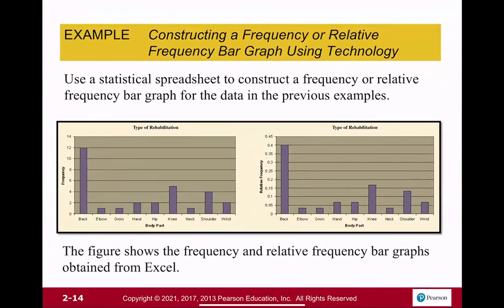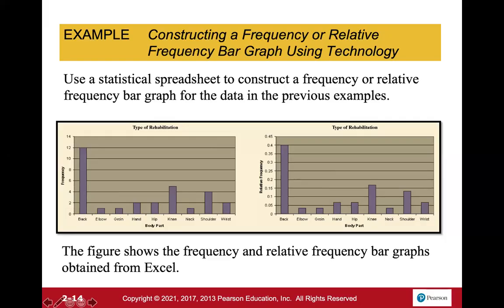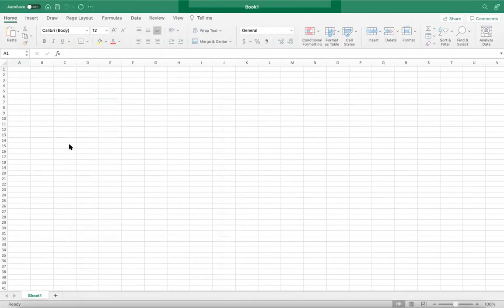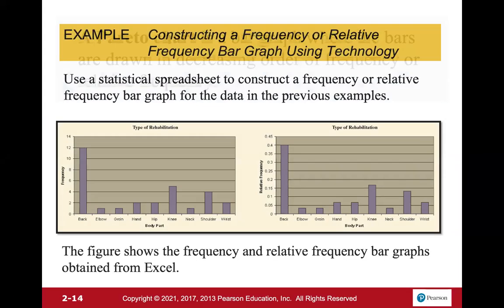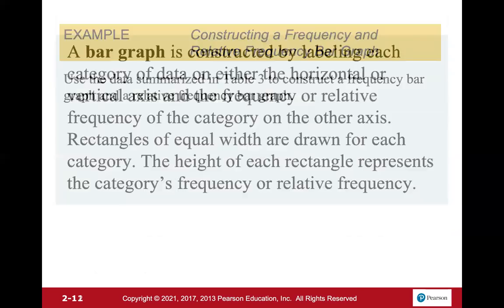So use a statistical spreadsheet to construct a frequency or relative frequency bar graph for the data in the previous examples. Okay, so what we have here is the data, and I'm going to show you guys how to organize this in a pretty easy way. The first thing that we're going to do is go over to our table, and we're going to start using Excel to draw everything for us because it always does a little bit of a better job than we do. So let's go to where we had our table.